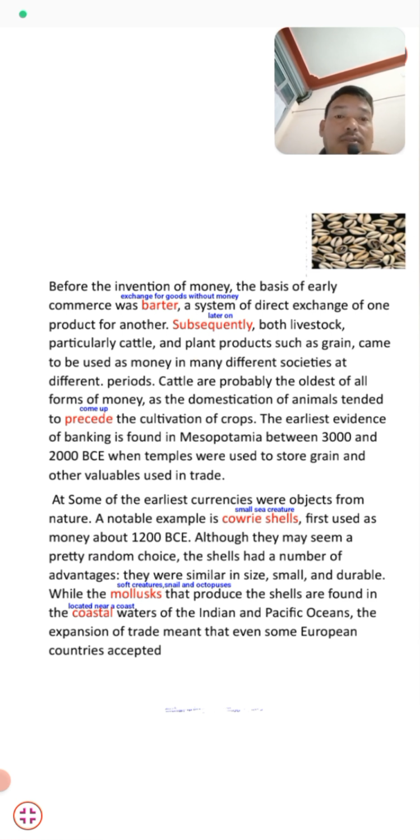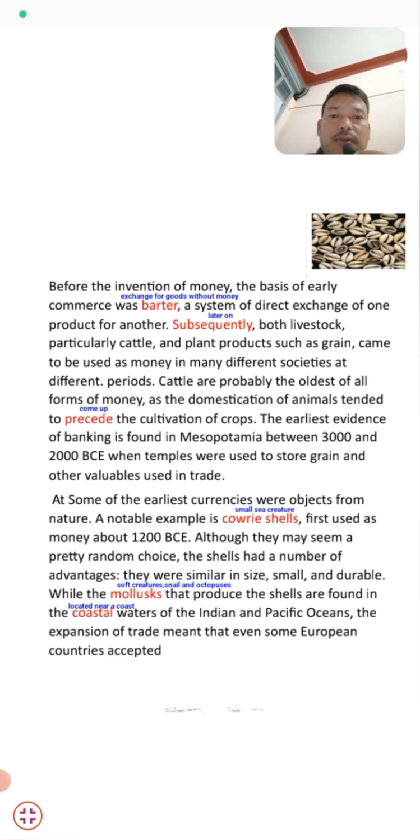Animals and plants were used in the form of money in different societies. People started using cattle, animals like cow and buffalo, as money, and they also started using grain from agricultural products. Cattle are probably the oldest of all forms of money, as the domestication of animals tends to precede the cultivation of crops.